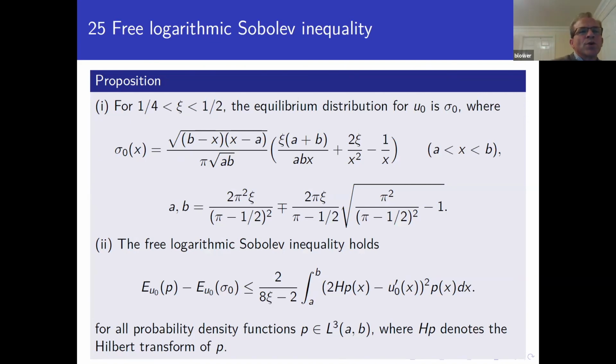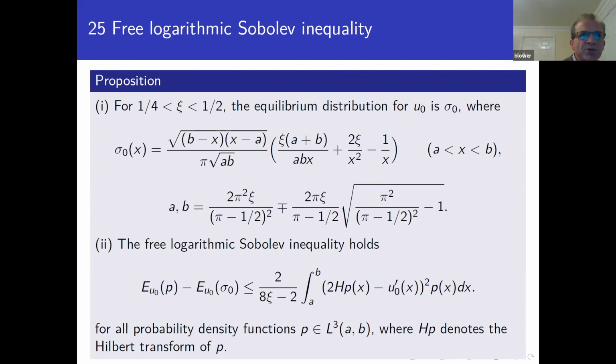Now, we can calculate the equilibrium distribution quite explicitly. The formula is elementary, and it's not surprising that it is of the following form. It is basically like a semicircle law. The semicircle sits on an interval from A to B, and the semicircle distribution is modified slightly by multiplying by a rational function. We can work out the values of the endpoints of the semicircle, and they're given by a formula such as this one. So this is something one can compute explicitly.